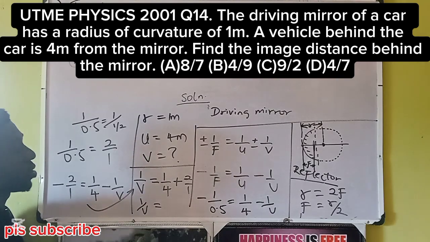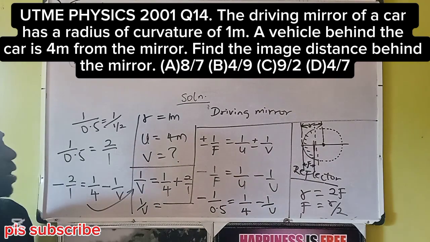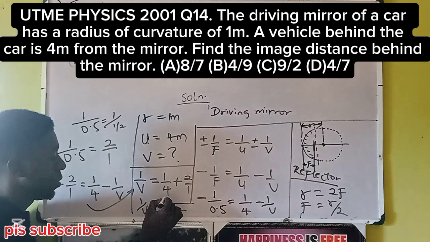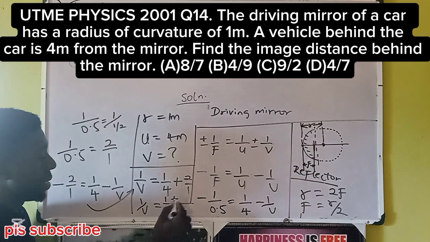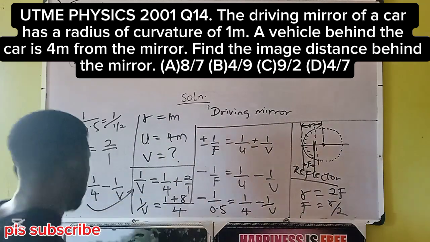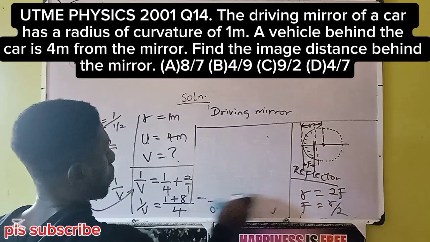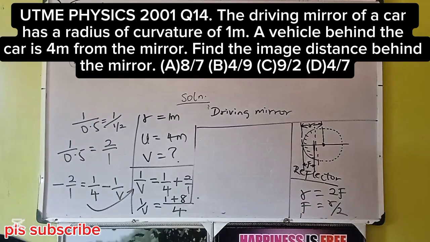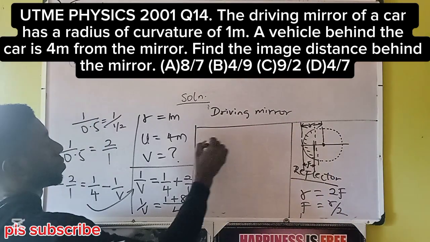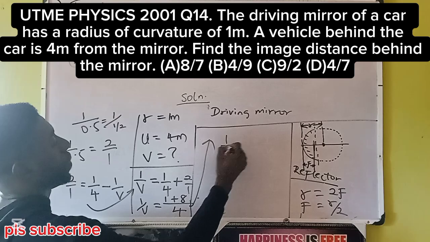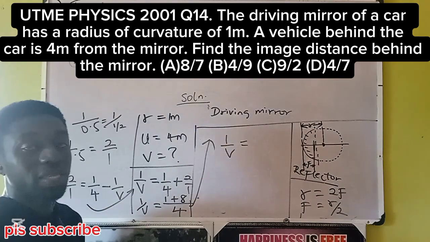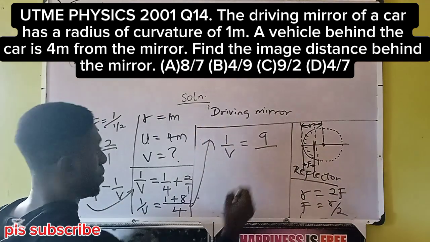We'll continue. 1 over V is equal to the LCM. LCM of 4 and 1 is 4. 4 divided by 4 will give me 1, 1 times 1 is 1. Plus, bring it down: 4 divided by 1 is 4, 4 times 2 is 8. We'll continue. 1 over V is equal to 1 plus 8, 9 over 4.